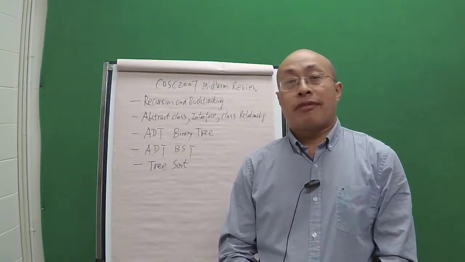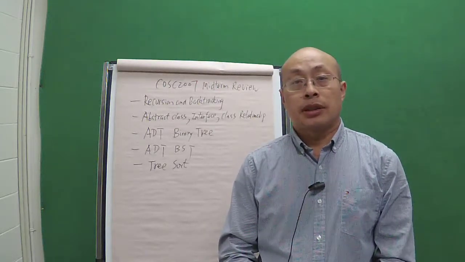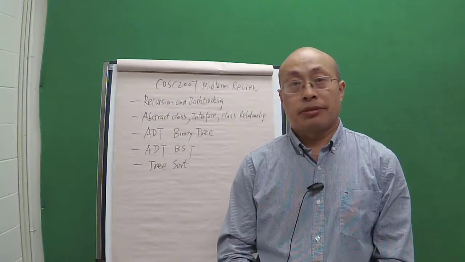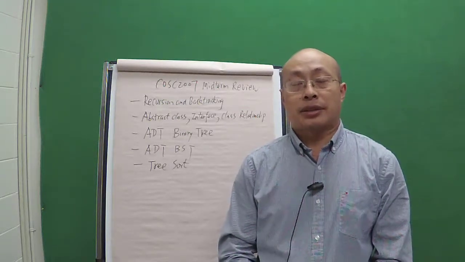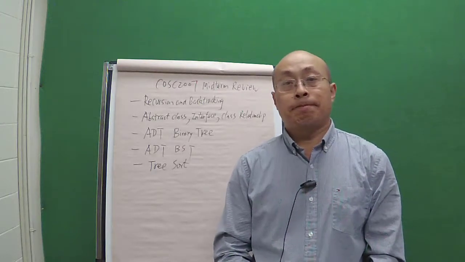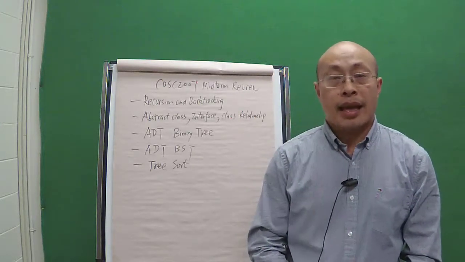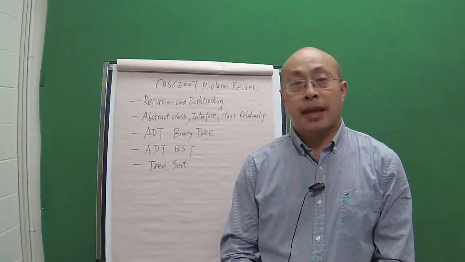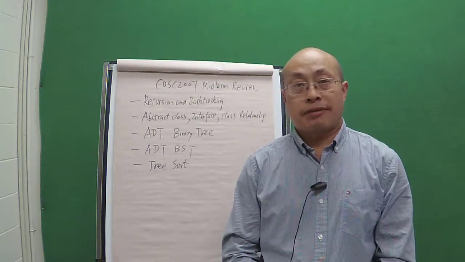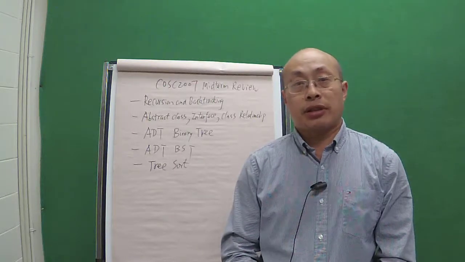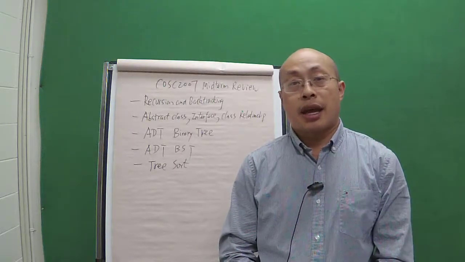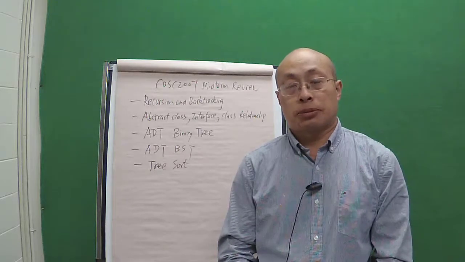For example, faculty is a person. So faculty is a subclass of person class. And faculty has address. So faculty has address. So faculty class and address class have association relationship.